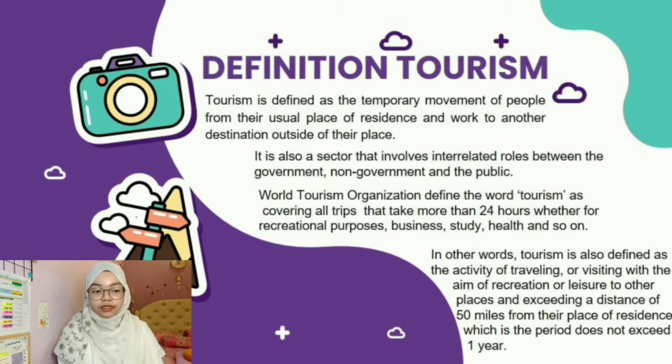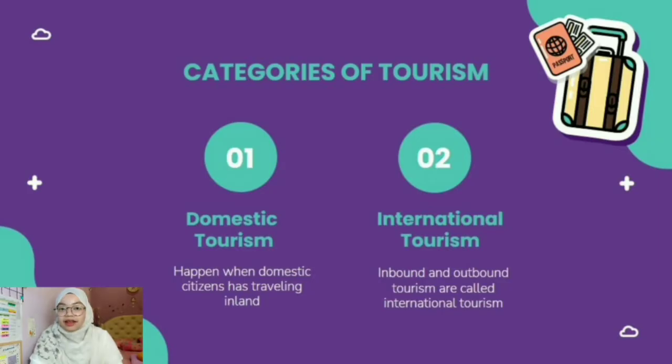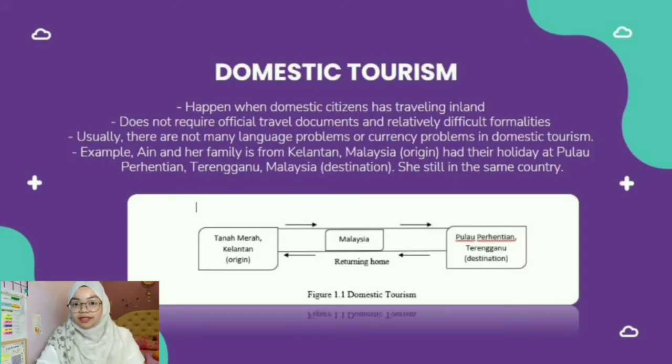In other words, tourism is defined as the activities of traveling or visiting with the aim of recreation or leisure to another place exceeding a distance of 50 miles from their place of residence, for a period not exceeding 1 year. There are two categories of tourism: domestic tourism and international tourism. The first one is domestic tourism.